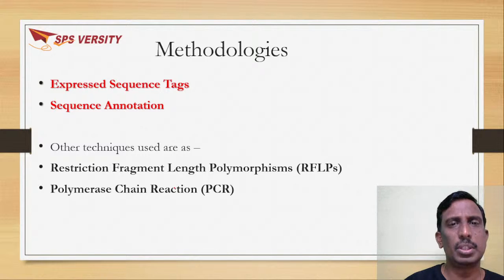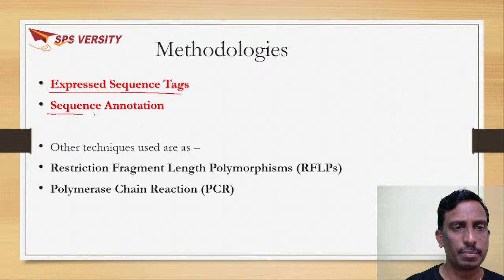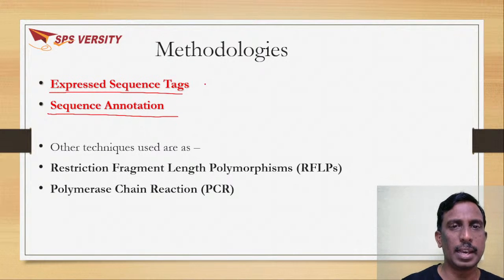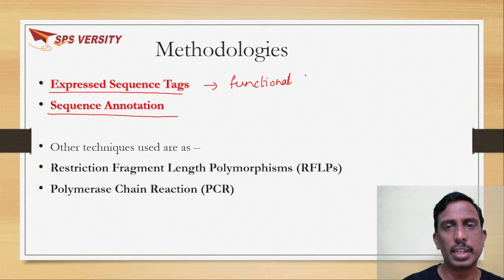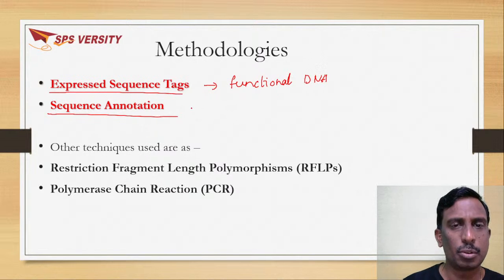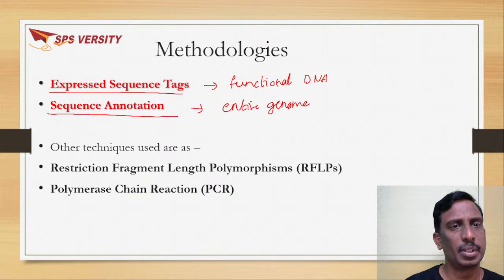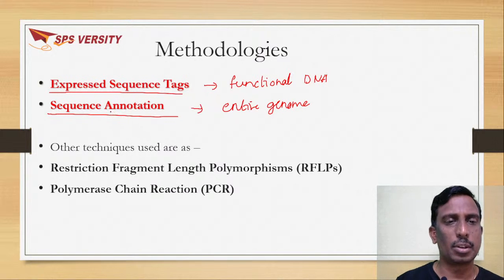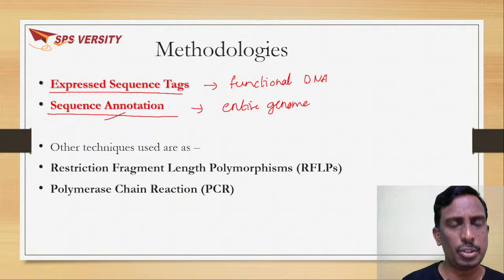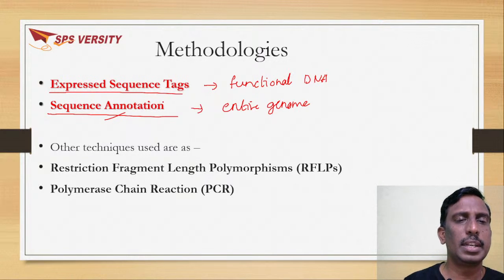How to achieve these goals? What is the method to follow? To sequence the entire genome, there are two methods. One is expressed sequence tags and the other is sequence annotation. Expressed sequence tags sequence only the functional DNA, that is, the active DNA. Whereas sequence annotation will sequence the entire genome, both functional as well as non-functional. So in the Human Genome Project, sequence annotation is selected. That is, the entire genome of human DNA is sequenced.